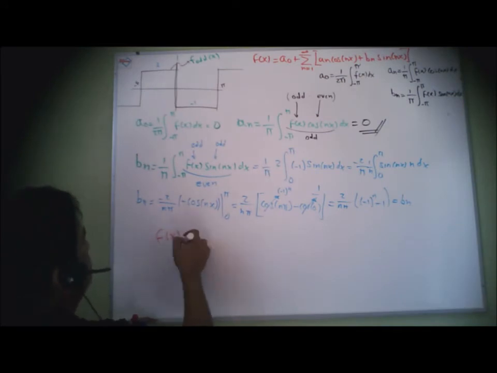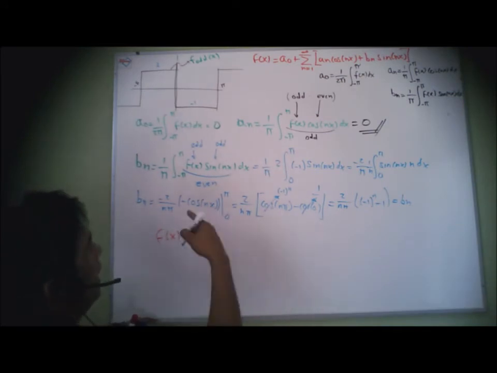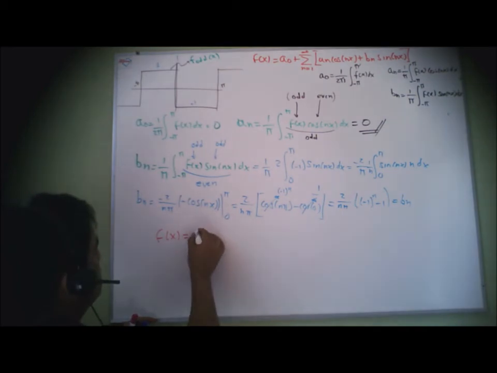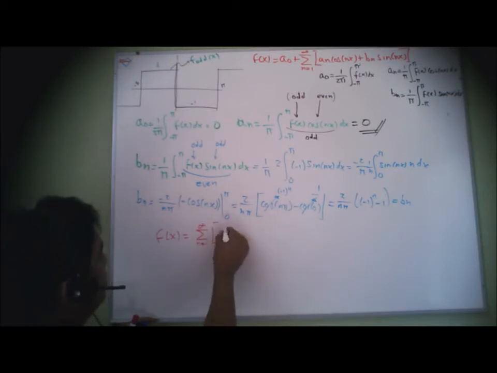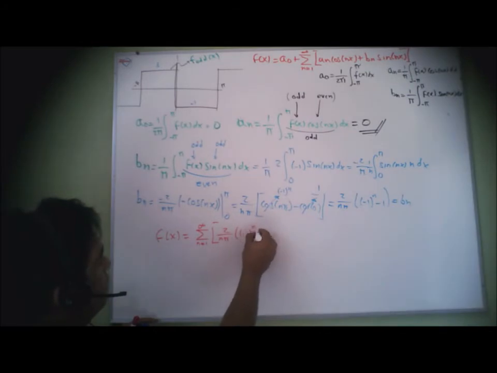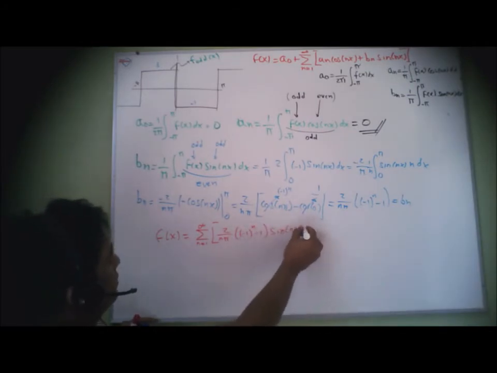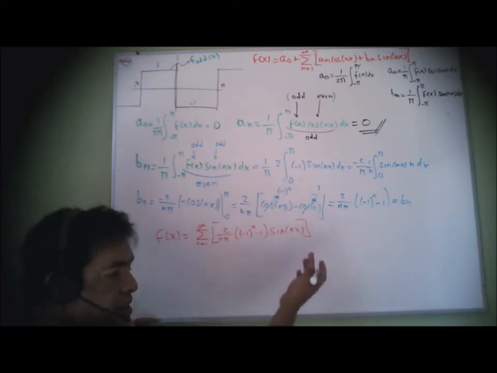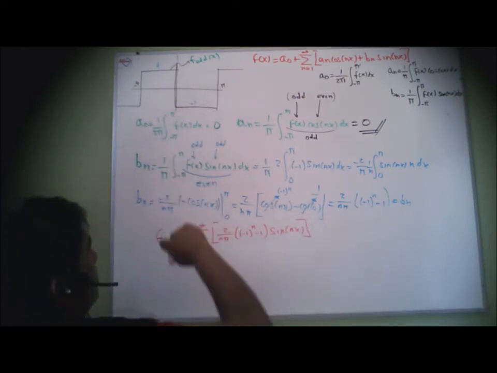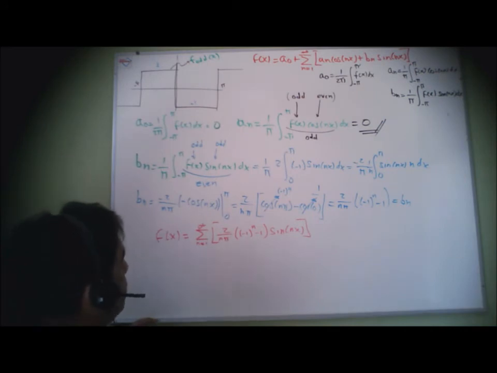F of x is going to be a0 is 0, an is 0, so it's going to be just the summation of n equal to 1 to infinity, and here is going to be Bn, 2 over n pi, minus 1 to the power of n minus 1, and then the sine of nx. And this is the Fourier series of that periodic function. Now, this is actually the result, engineers. All you have to do is this.